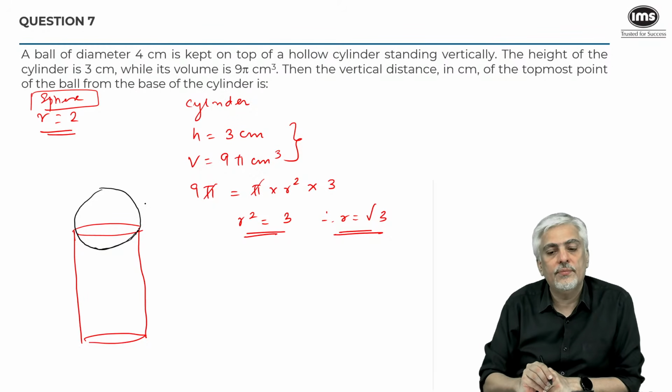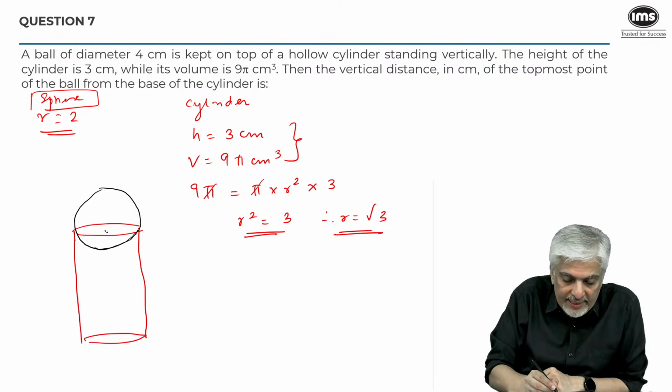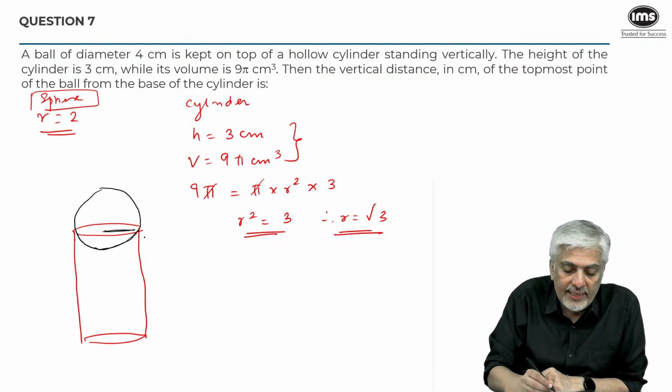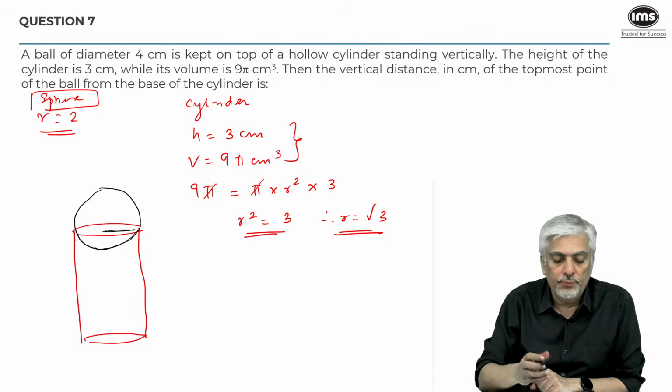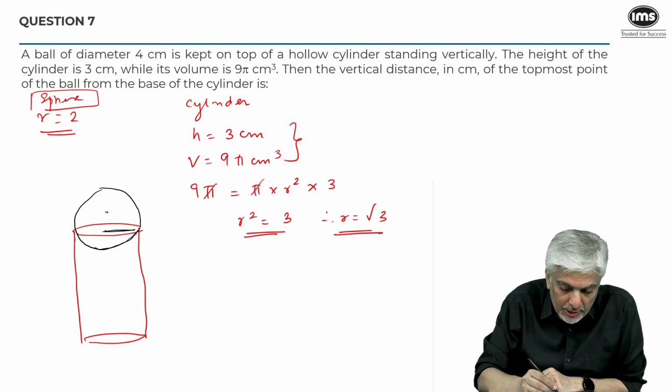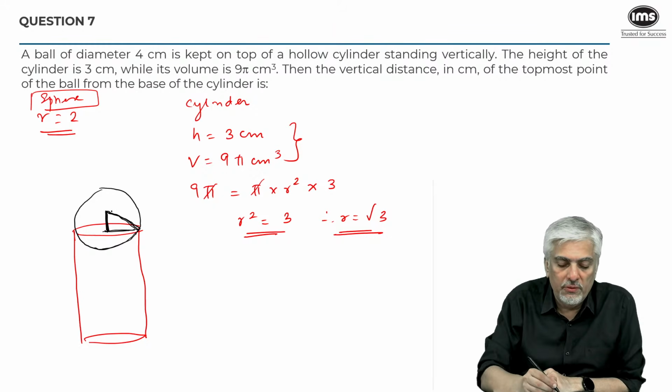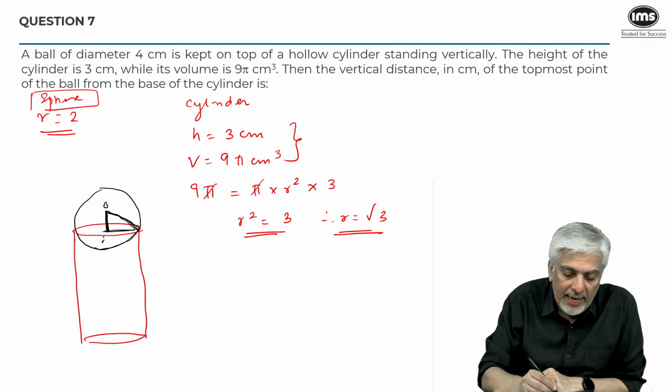Okay. So this radius is root 3. Oh, sorry, that radius is root 3 and the radius of the ball is 2. So you will take a point from here, drop a perpendicular over here and then find this. Find say OA.